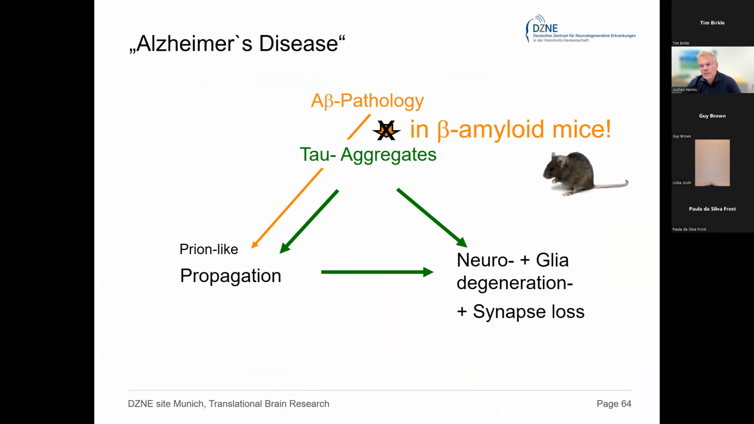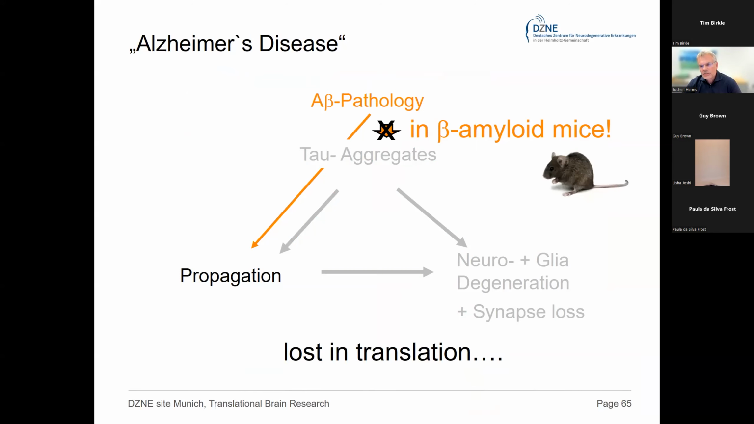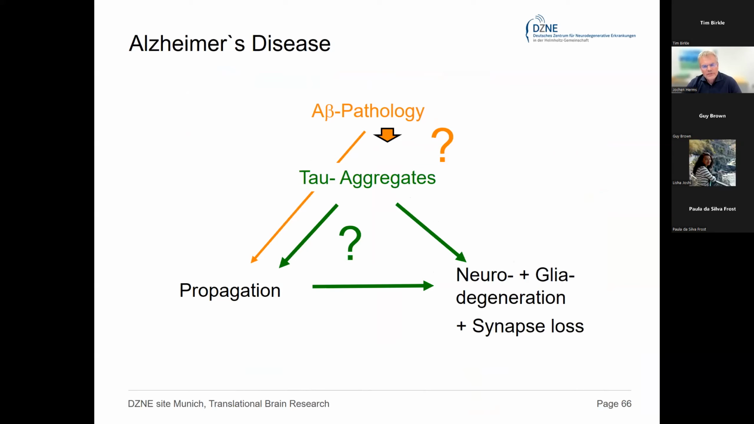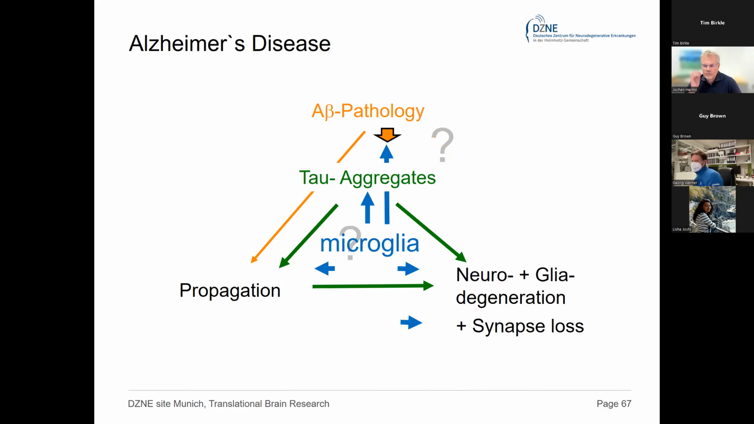So actually in the mouse model, and the most often used amyloid mouse models, we don't have this important A-beta pathology-induced tau pathology. So actually we are lost in translation at this point. The A-beta amyloid models are bad models for the disease we name Alzheimer's disease in humans. However, what is the cause of the A-beta pathology inducing tau aggregates, and how do the tau aggregates propagate throughout the brain, and how does it cause synaptic loss?